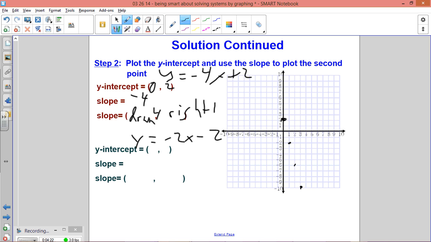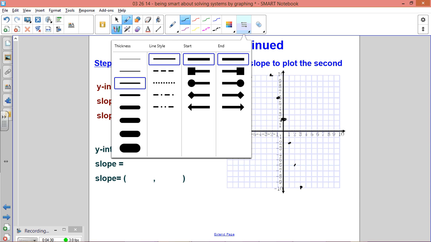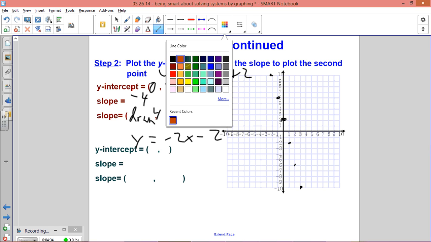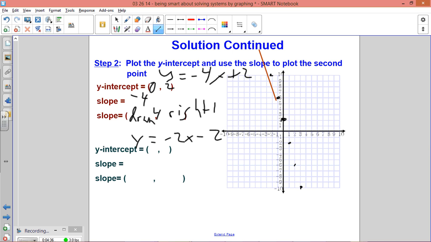I run out of graph, so I will go left 1 and up 4. Up 4 and left 1. And now I have my first line. I'm going to do it in red. Okay. And so this line is going to be about like that. All right.